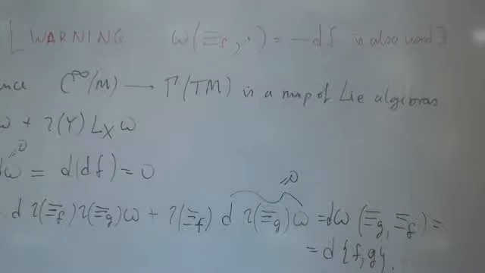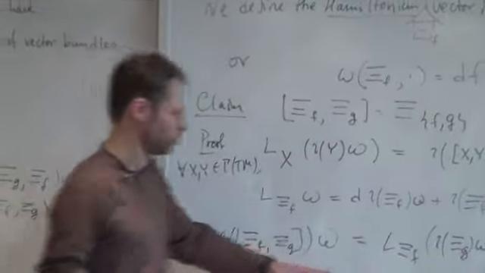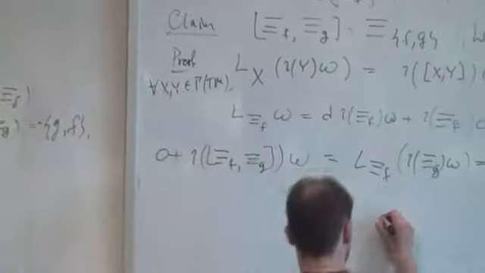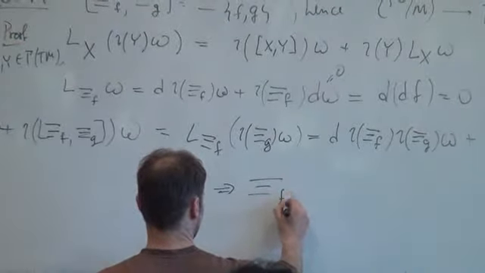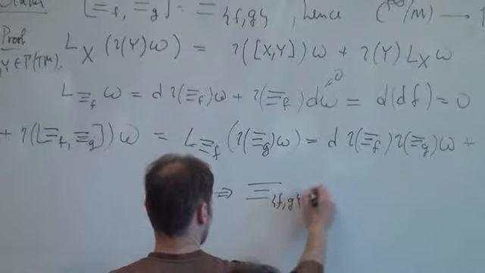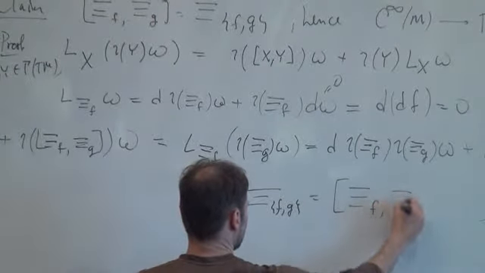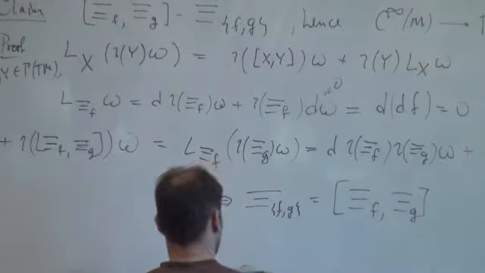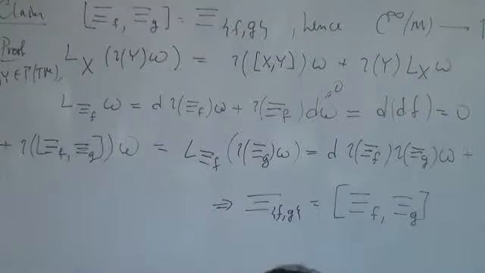And by the definition of the Hamiltonian vector field, that tells me that the Hamiltonian vector field with respect to the bracket is the bracket of two Hamiltonian vector fields. If you flip signs in a few places, you might get a minus there.